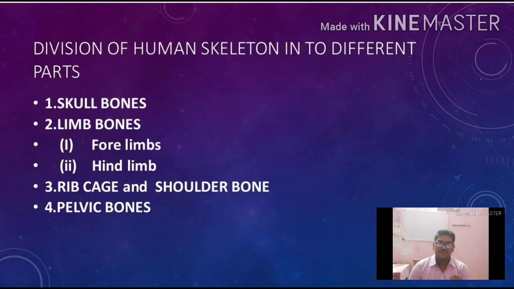Now come to the division of human skeleton. In order to study the human skeleton easily, we divide it into four main parts. Number one is the skull bone. Number two is the limb bone. In the limb bone, two types of limbs are there: one is your forelimb, another is your hind limb. In the third one, the rib cage and the shoulder bone. And the fourth part is the pelvic bones.